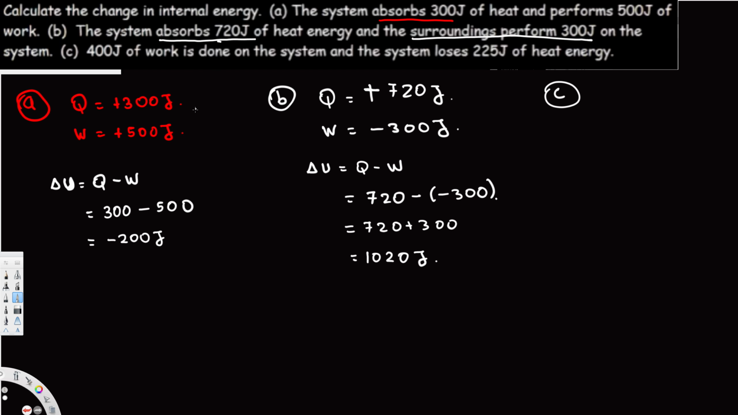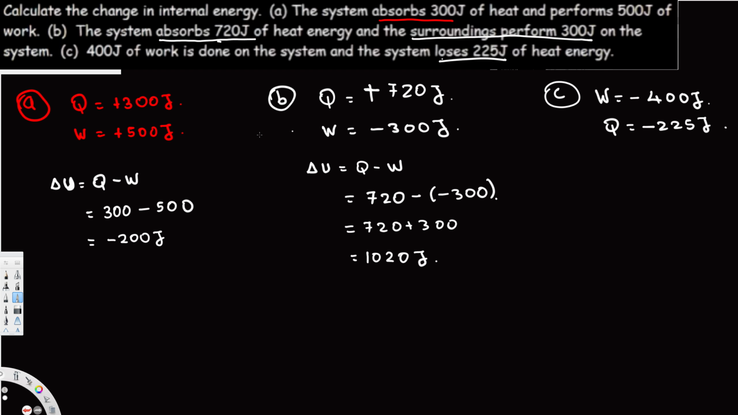Done on the system means it's negative. So W is negative 400 joules, and the system loses 225 joules of heat energy. Whenever the system loses heat, it means it's negative. So here the heat is going to be negative. So here Q is negative 225 joules.